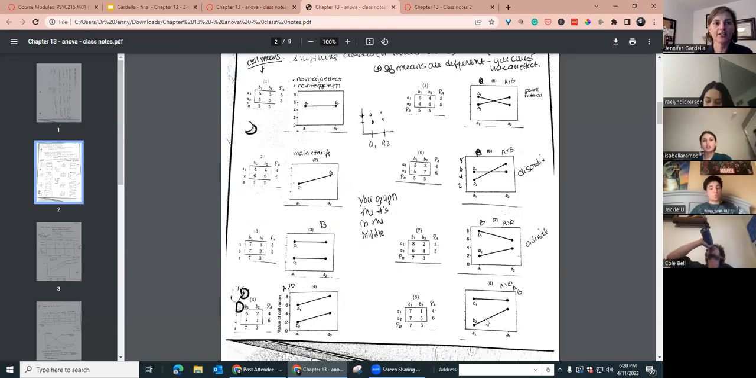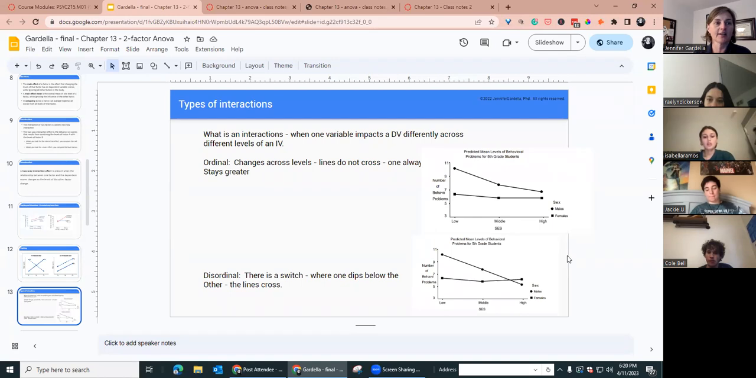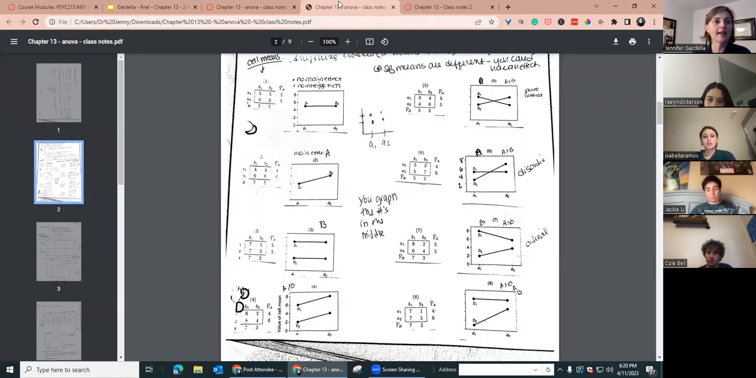Now we get to interactions. So on the right-hand side is interactions. Now there's a few different types of interactions. There's a pure interaction, a disordinal interaction, and an ordinal interaction. And I have the definitions here. So anytime that you do not have perfectly straight parallel lines, something is going on. Now write in your notes, you can have an interaction, but it might not be significant. You do not know if something is significant until you go through the steps of hypothesis testing.